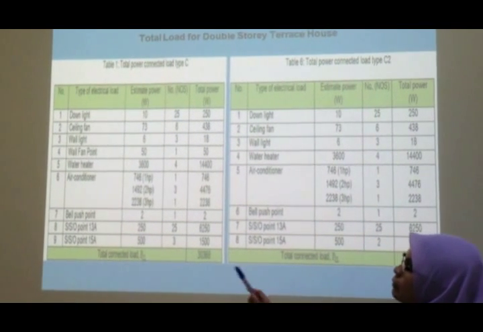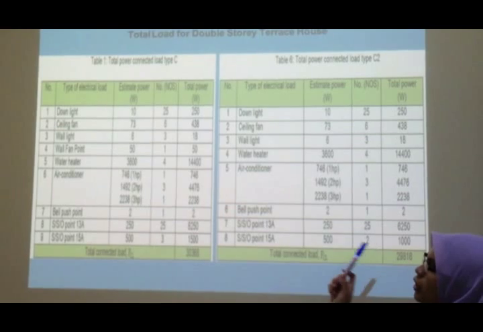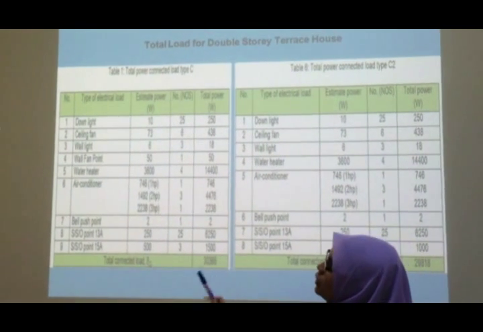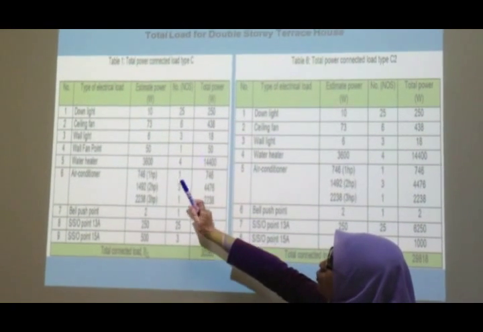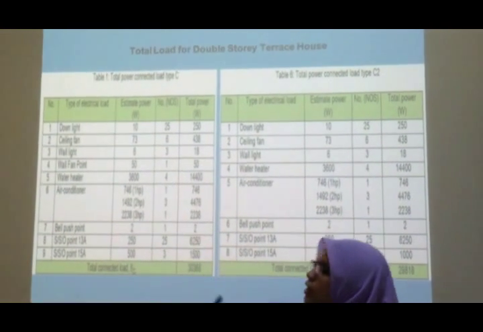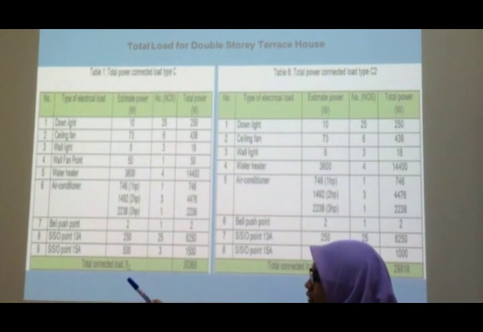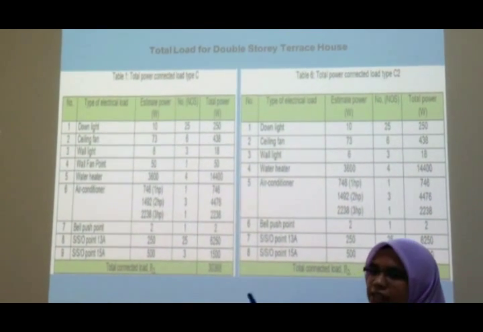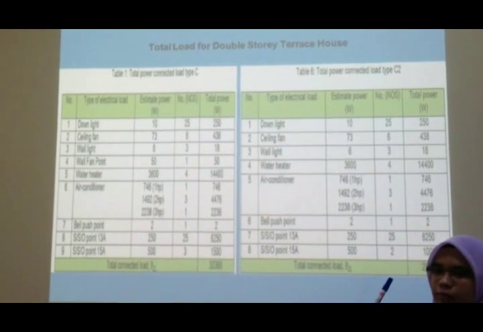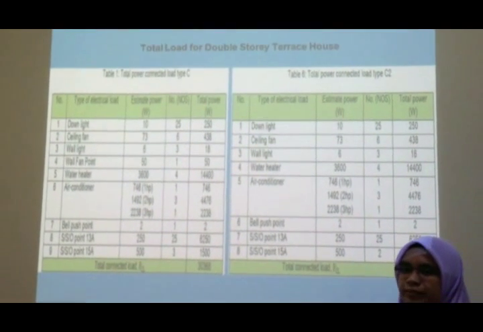For type C, we put in an extra load, which is the wall fan point, with an estimated power of 50 watt. So theoretically, the connected load for type C is higher compared to type C2. That's all.